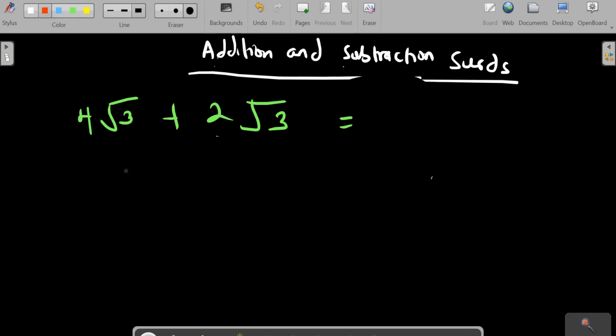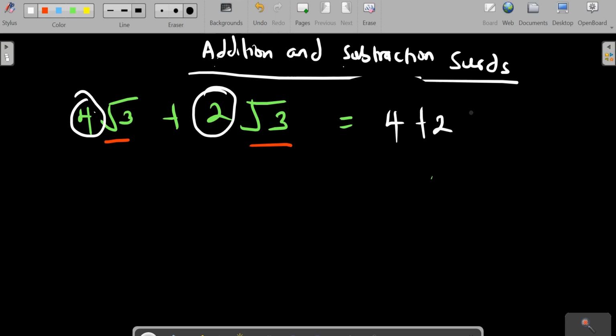If you look at this, you can see that this is root 3 and this is root 3. So what you can do is add the coefficients. The coefficient of this root 3 is 4, and the coefficient of this other root 3 is 2. So you have your 4, then you add the 2, then you put the root 3. So this will be 6 root 3. The reason we are doing it is because they have similar surds. So in addition and subtraction of surds, when you have like surds, you are allowed to add or subtract them together.